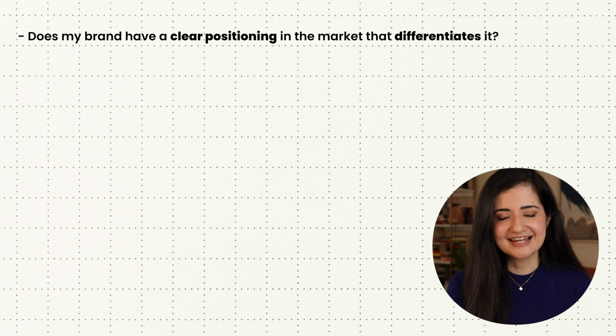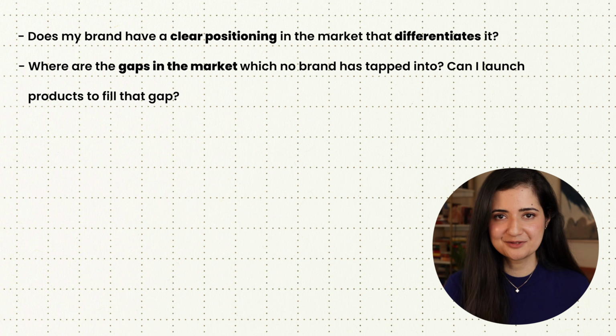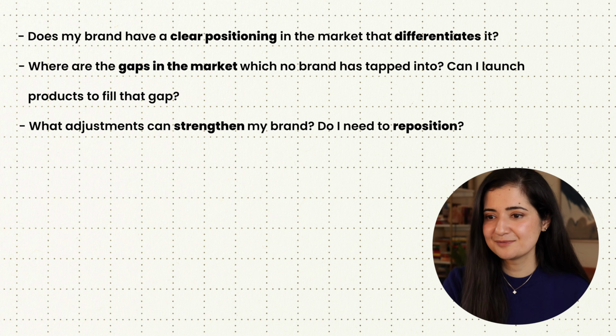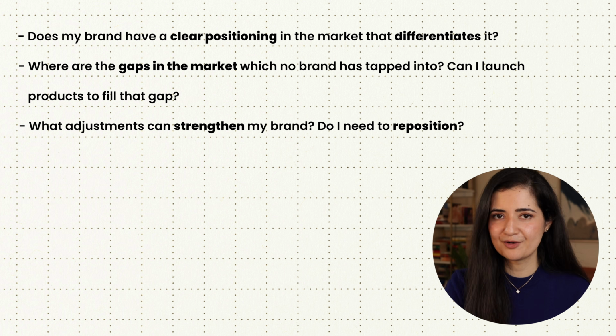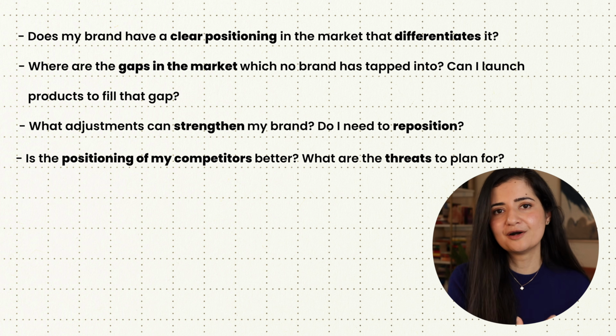And as you're doing this exercise, some questions you can ask yourself are: does my brand have a clear positioning in the market that differentiates it? What are the gaps in the market that no brand has tapped into yet? Can I launch products to fill those gaps? What adjustments can I make to strengthen my brand more effectively? Do I need to reposition it? Is the positioning of my competitors better or more favorable in some way? Are there any threats that I need to plan for?